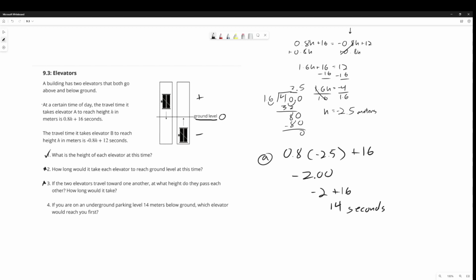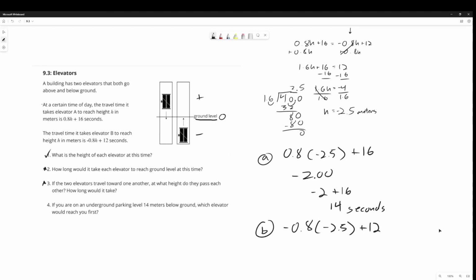Now, since they're passing each other at the same height, this should be the time for both of them. But to check it, I can also substitute negative 2.5 in for elevator B and make sure I get the same thing. So go ahead and do that in your notebooks. Copy down the expression for elevator B, but substitute negative 2.5 for h. So you should write this down, negative 0.8 times negative 2.5 plus 12. Go ahead and simplify. So pause and simplify and then come on back.